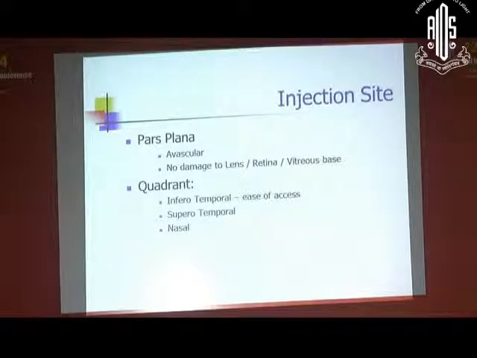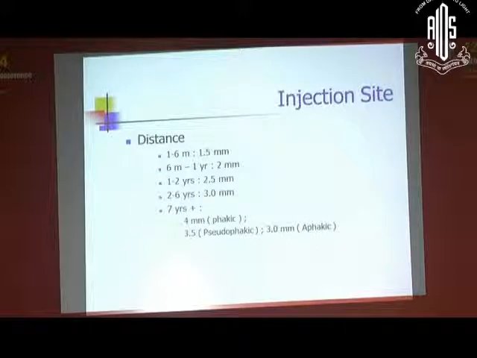The quadrant generally used is inferotemporal, primarily for ease of access. The second best quadrant, if I have to give one, is supratemporal. Nasal is last. A lot of people prefer supratemporal primarily because of fears: suppose some vitreous extraction or a break forms, superior breaks are easier to tackle than inferior ones. So sometimes people prefer superior, but generally inferotemporal is preferred, and temporal is better than nasal, and inferior is better than supratemporal because of the view.